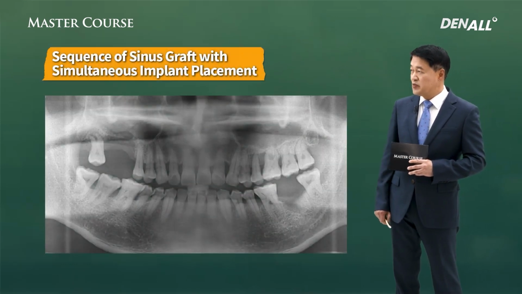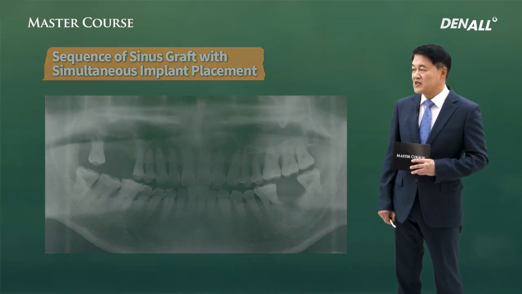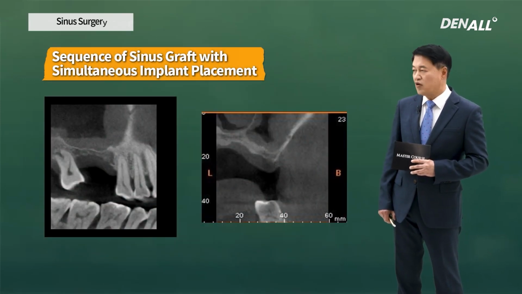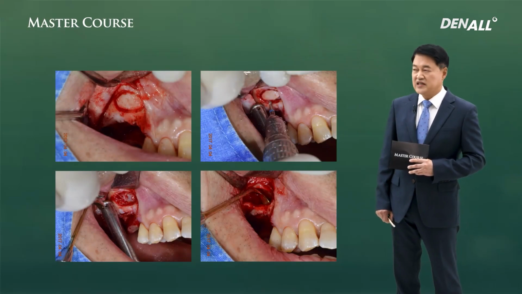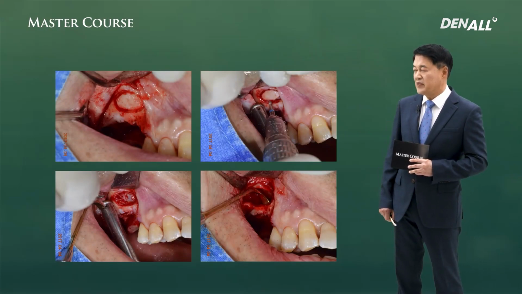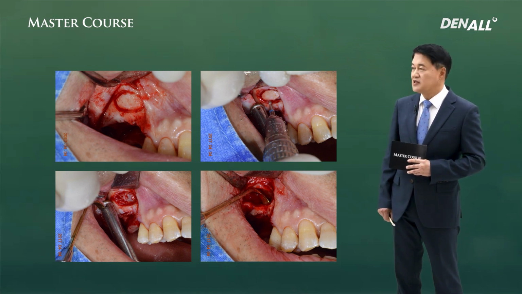Let's look at a clinical case and follow the order. In the upper right quadrant, there was very little residual bone, 1 or 2 millimeters, and a graft was done. I planned to do a graft as well as immediate implant placement. First, the window was designed, drilling was done, the window was removed, and the membrane was lifted from the floor where it's easy. For the instrument to approach easily, the window diameter should be over 5 millimeters.